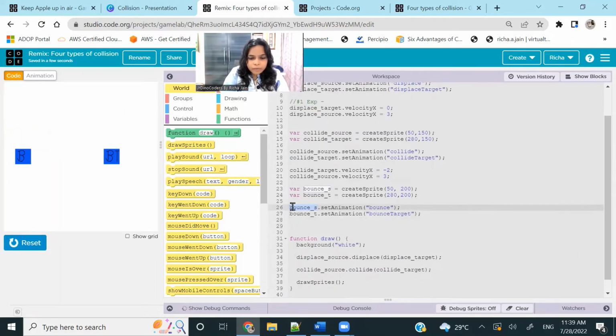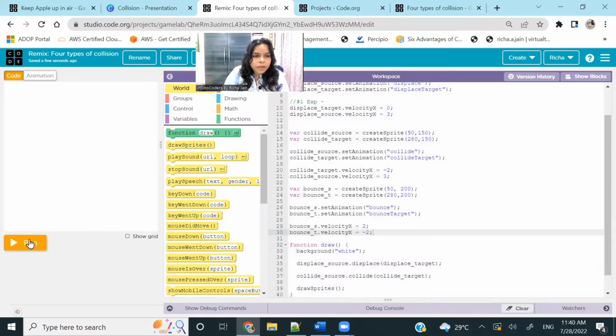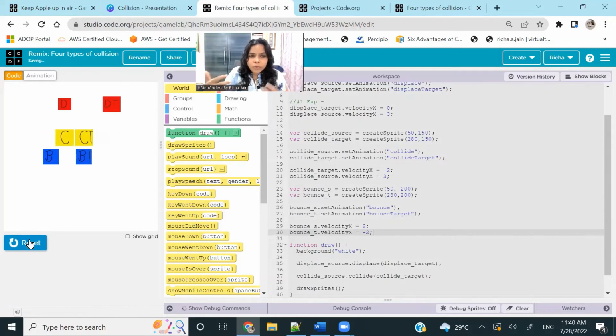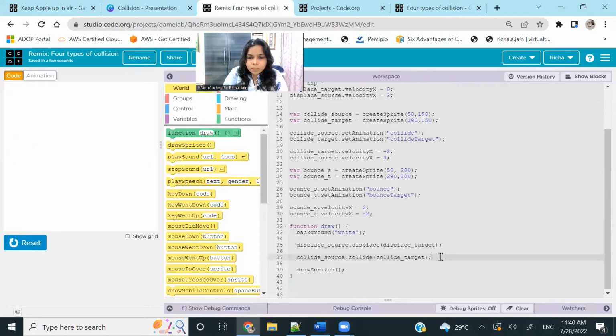So I will give both of them a velocity. Maybe this could be 2, and for another one, we will give -2. Okay, so let's run it. Both are going in opposite directions. We have still not written the code to bounce, so let's write the code to bounce it.